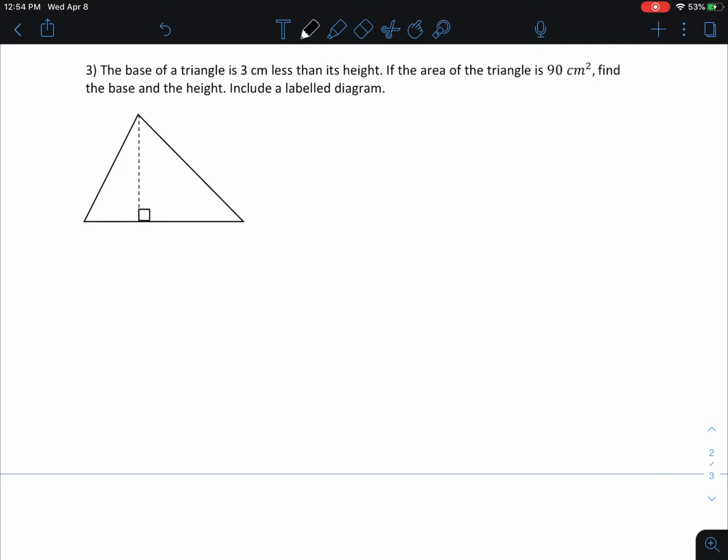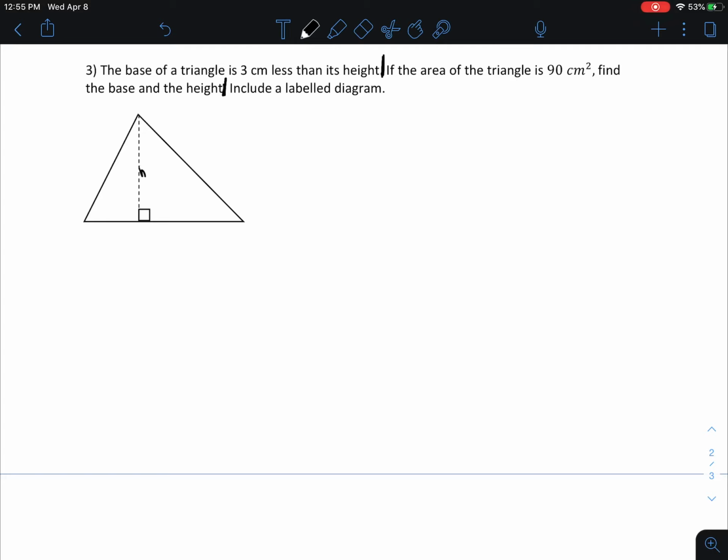We'll take a look at a shape and how we can relate the area of a shape to its dimensions using quadratics. So the base of a triangle is 3 centimeters less than its height. When I read word problems, I think maybe we talked about this with the optimization, I like to read information and stop where there's a period, so I just draw lines in.